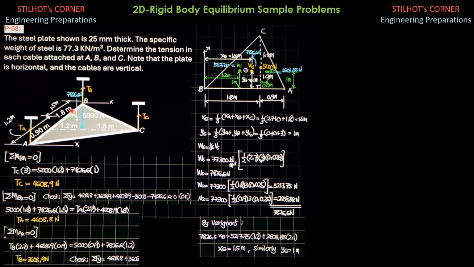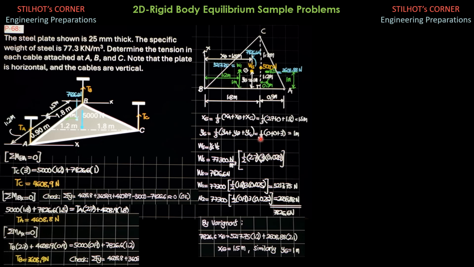Then the volume of the triangular plate is equal to the area of the triangular plate, 1/2 base times height, times the thickness. So 1/2, the base is 2.7, this base here, I redrew the top view, the height is 3 meters, and the thickness is 25 mm or 0.025 meter. So that is 7,826.6 newtons.